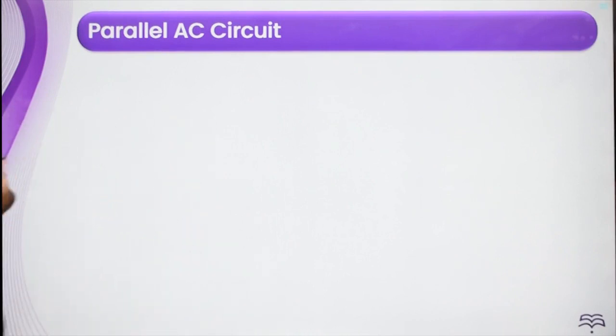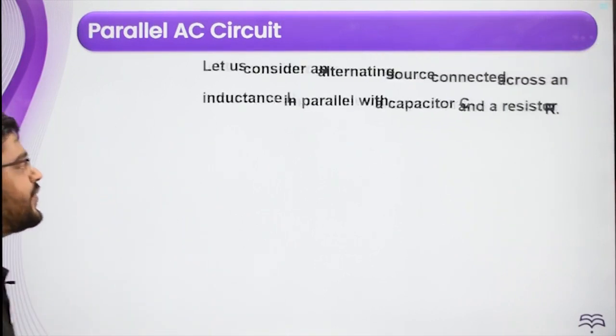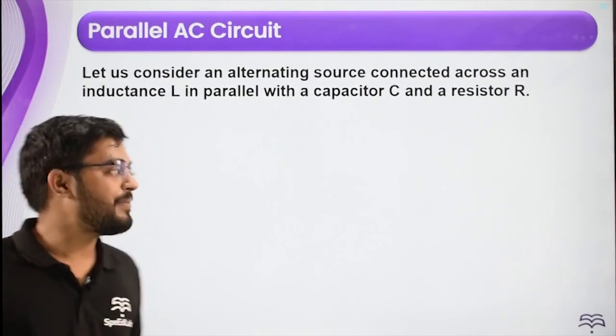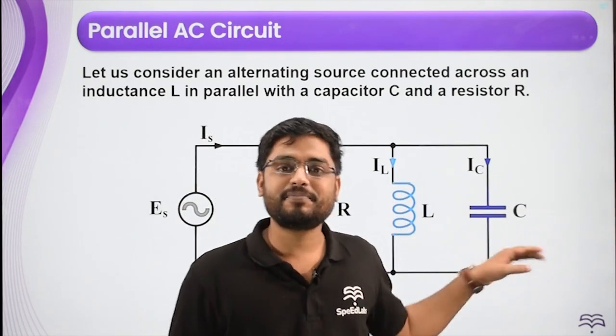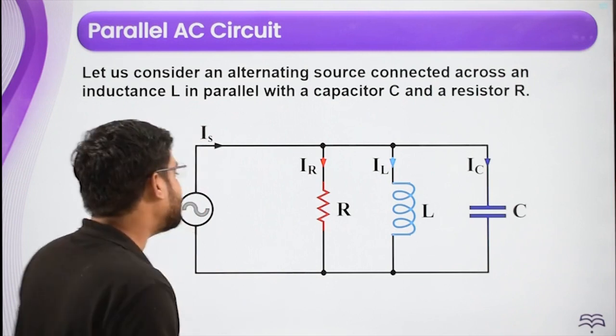Now let us discuss the parallel AC circuit. Here we have a capacitor, a resistor and an inductor. All three are connected in parallel. Now you just need to remember this.